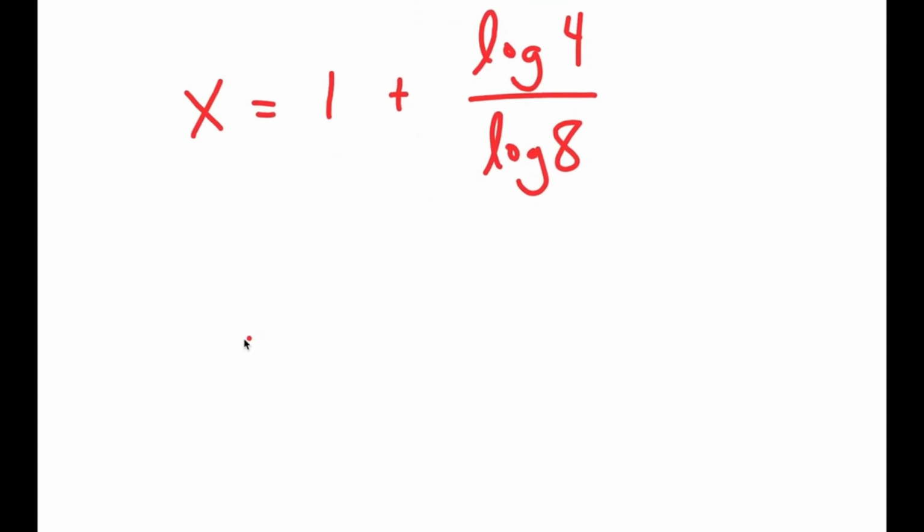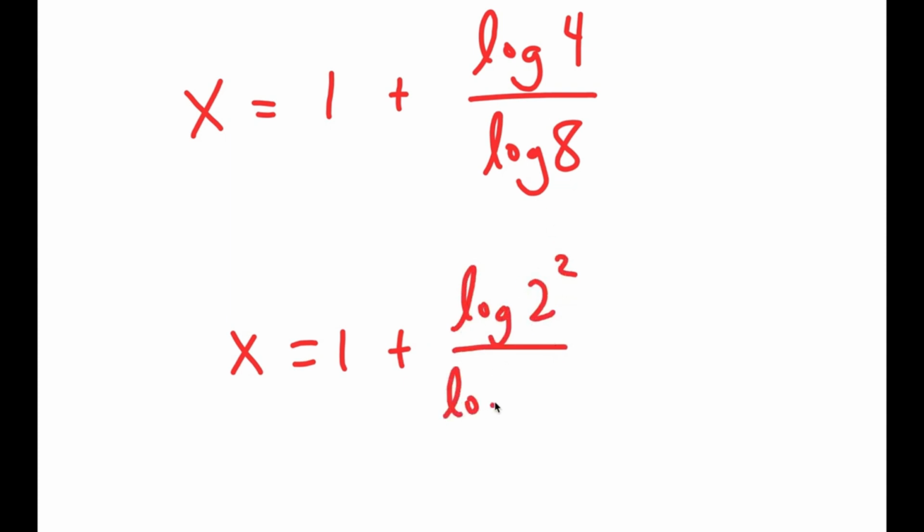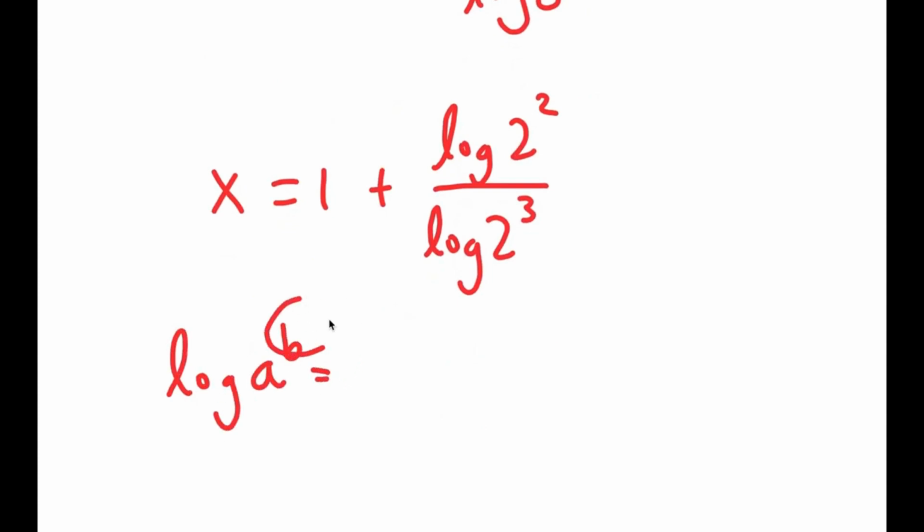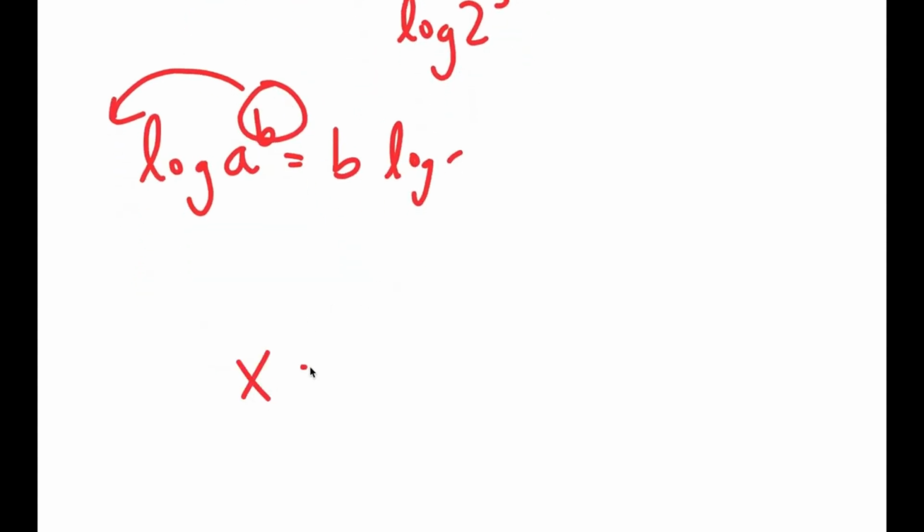Now, log of 4 is the same thing as log of 2 squared. And log of 8 is the same thing as log of 2 to the power of 3. So now if I have something in the form log of a to the power of b, again, I can move b to the front, so it's b times log a. So that's exactly what I'm going to do with both of these.